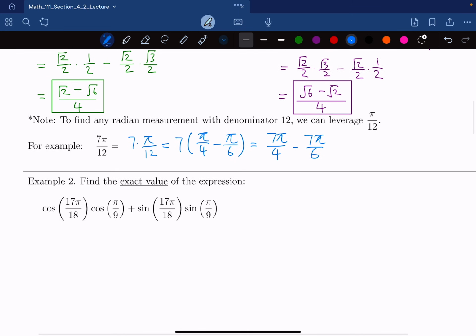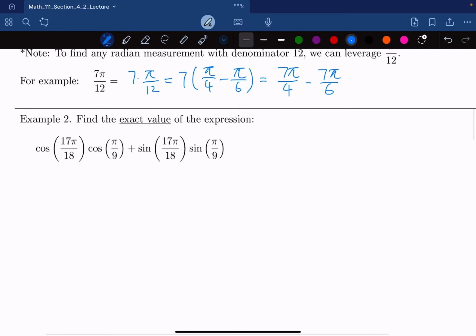Okay, the next example is really the opposite of what we just did. Again, find the exact value of the expression. Now here, the angles in radians are a little bit more complicated, but we see that we have cosine, two different cosines of different angles. Here's one, call it x, and here's another one, call it y. Plus, it's the same pattern for sine, x and y. Same trig expression, but for different angles.